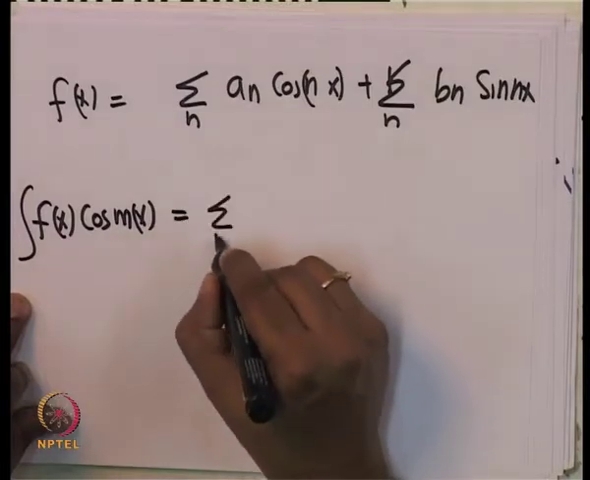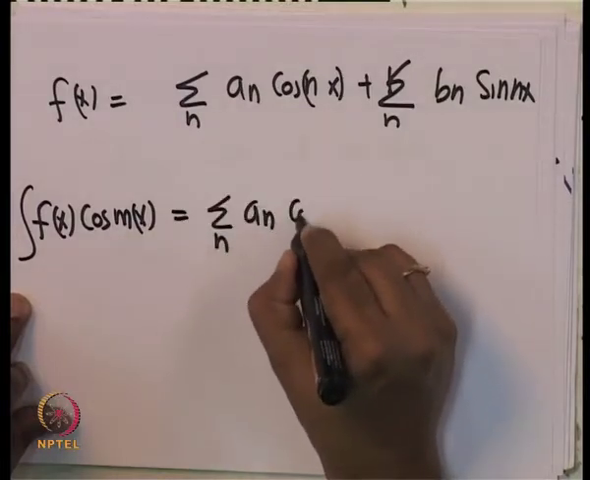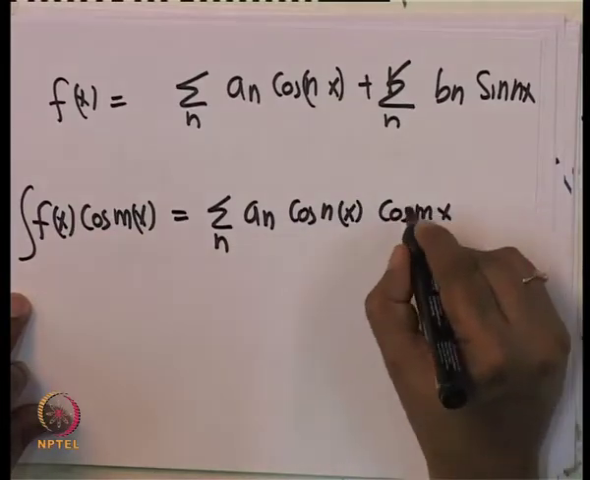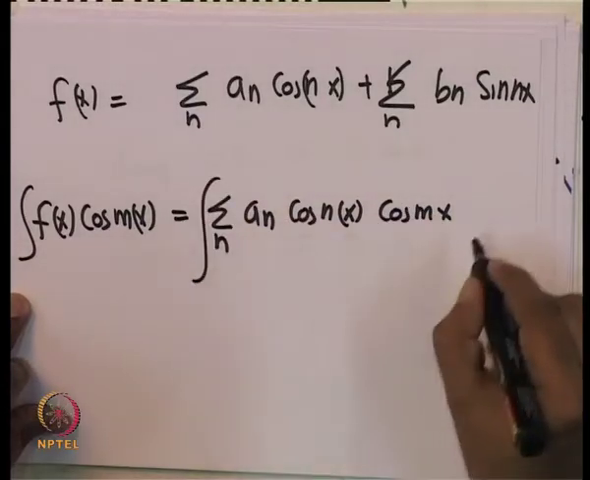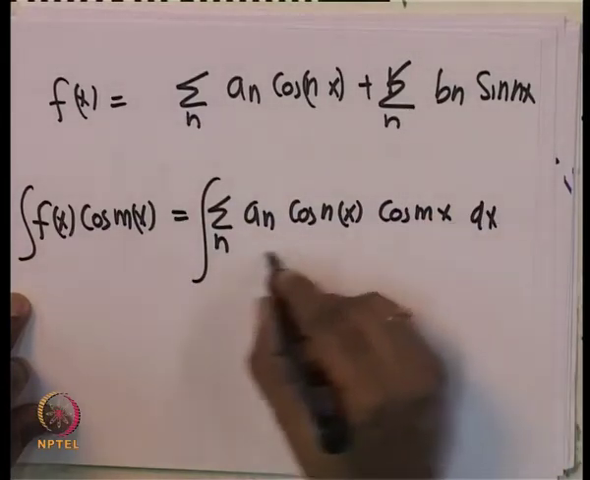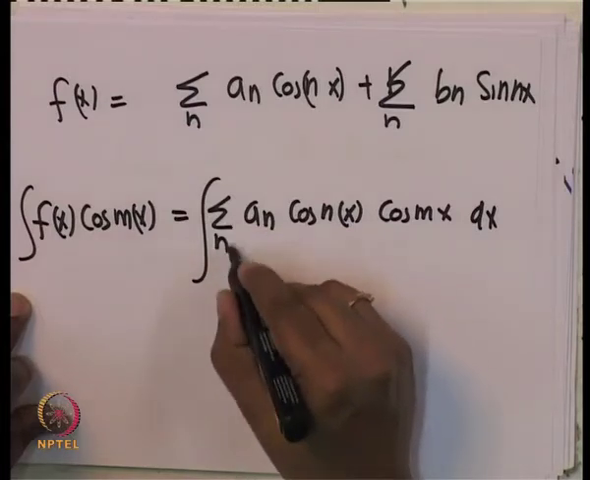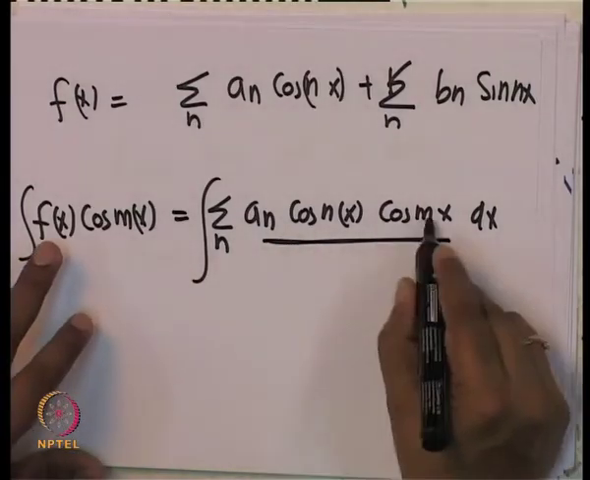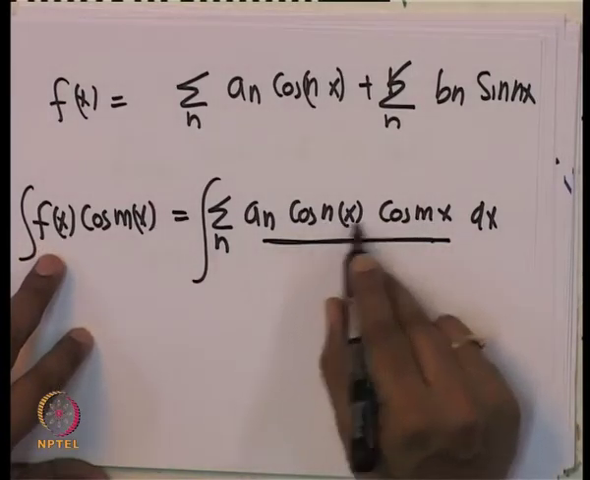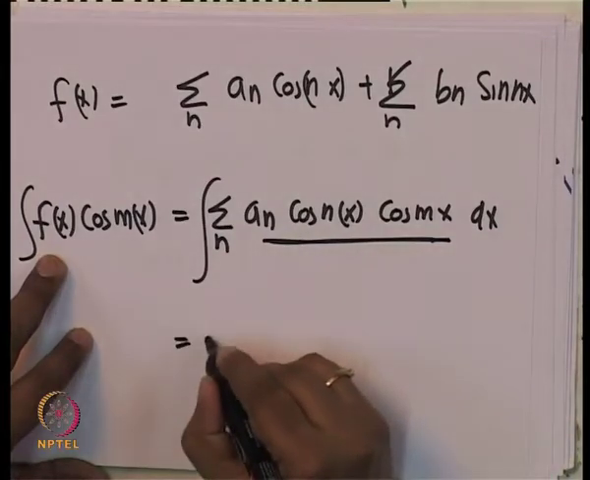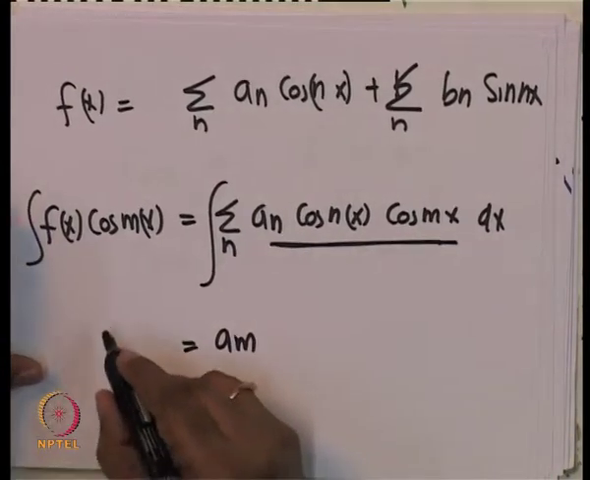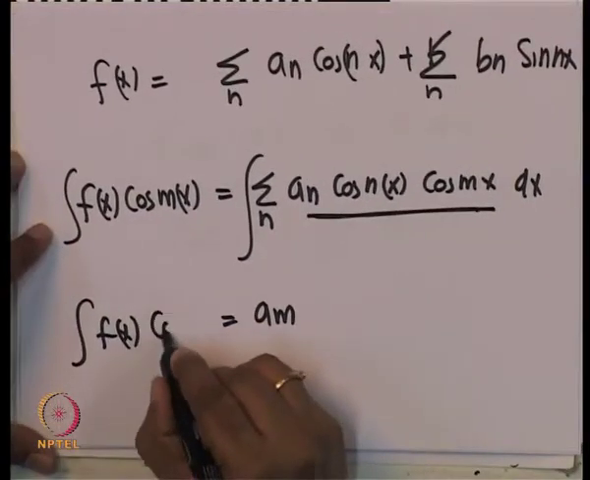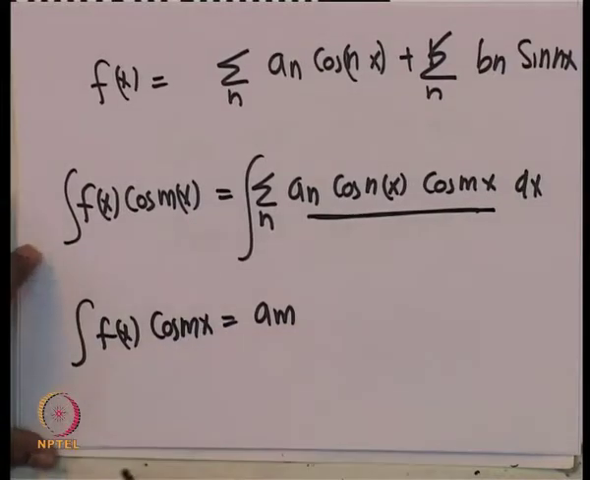What do you get? Sum over n of a_n cos nx cos mx, integrated dx. For various values of n, this will be 0 for all values of n except the particular one where n equals m. When n equals m, this is 1. So you will get a_m equal to the integral of f of x cos mx. That is what you will get.